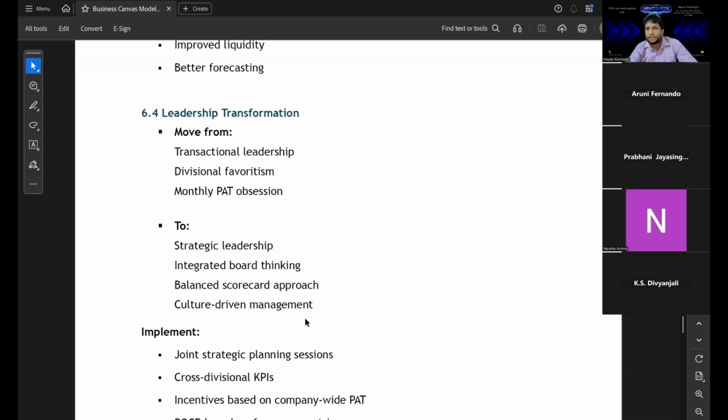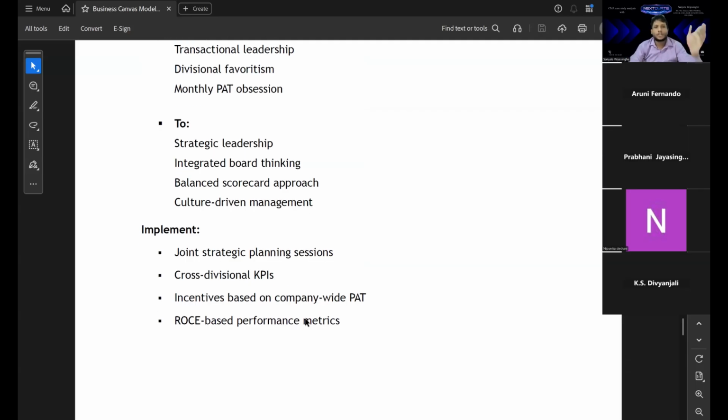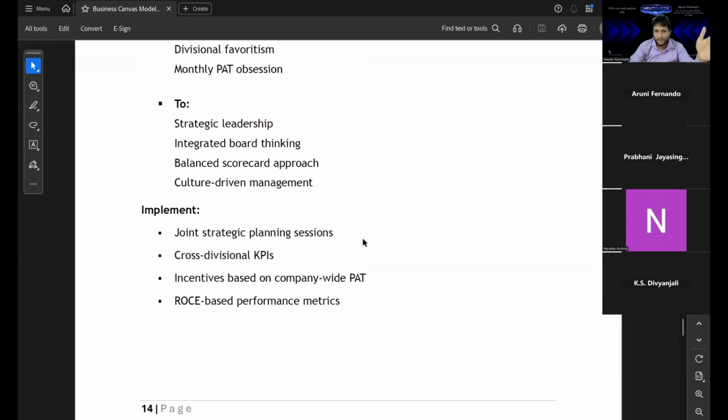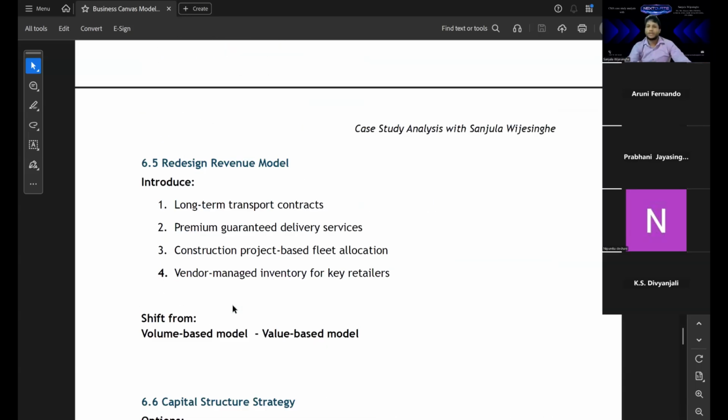Now culture driven management we also learned. That is the place where you are going to reduce the internal conflict between divisions, right? Now you can talk about the Herzberg two-factor theory, one of the predictable areas in the examination of this type. Then you see the implementation: joint strategic planning sessions, cross divisional KPIs, incentives based on company-wide profit after tax, not divisional based. Then ROCE, that means return on capital employed based performance metrics. Those are the implementations. Now you see redesign revenue model. I will be discussing that, right?